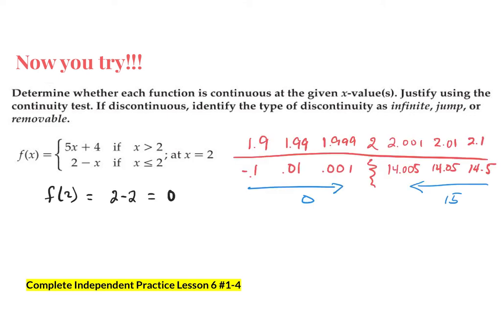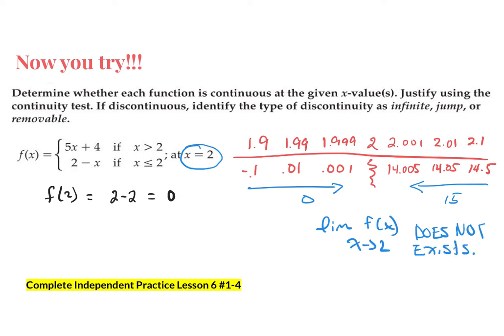So when we plug in 2 into our function, we get an output of 0. And then when we're analyzing to the left and to the right of 2, because that is the point of the question, x equals 2, we are approaching 0 and 15, which are two different numbers. So the limit of f of x as x approaches 2 does not exist, and it is going to two different numbers. So this means that there is a jump discontinuity. So it is discontinuous because it failed one of the tests, and it means jump discontinuity.